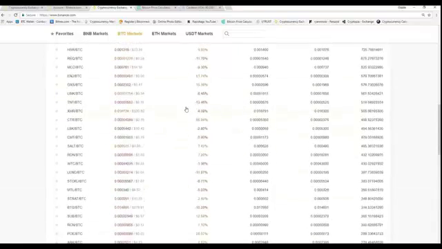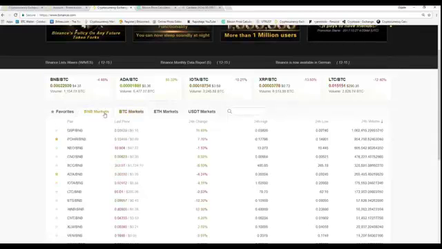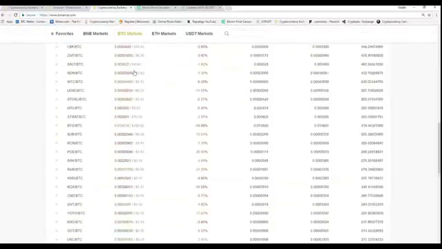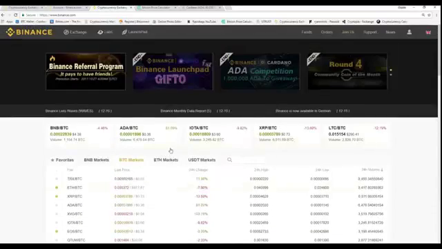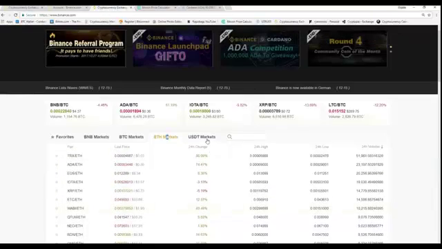Now what's also nice about the Binance Exchange is they have multiple markets. So as you can see, they have the Binance token market, where they have a good amount of cryptocurrencies, the Bitcoin market, where they have the most amount of cryptocurrencies, and the Ethereum market, where they have a good amount as well, and the Tether market.